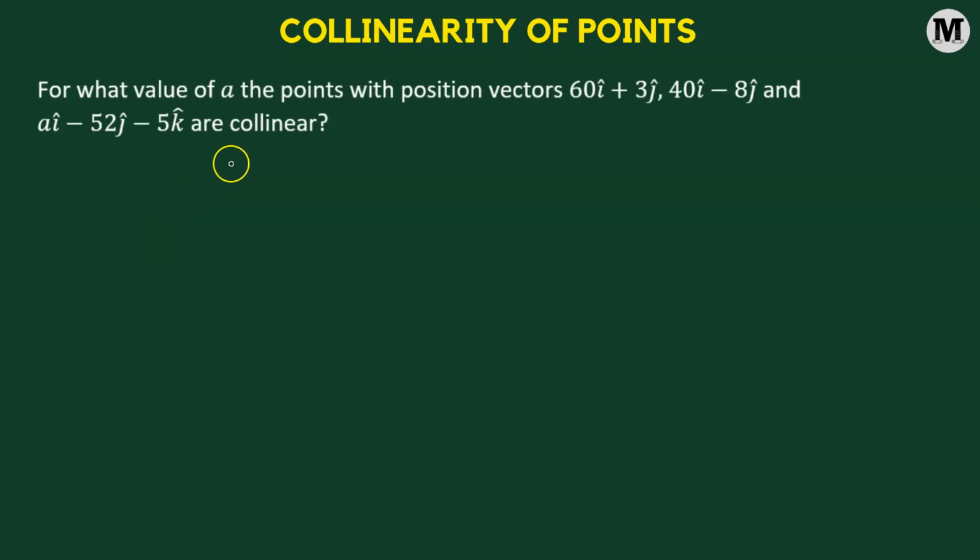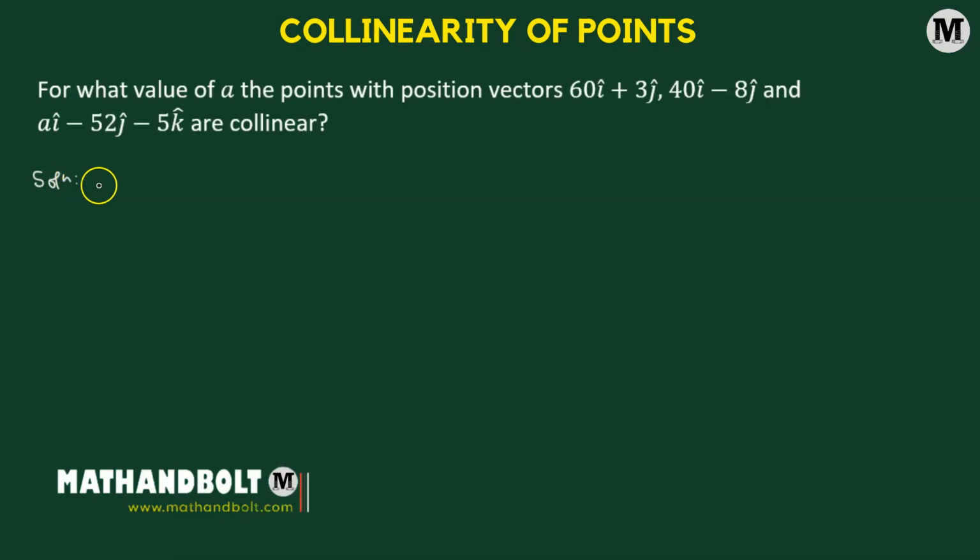For what value of a are the points with position vectors 6i cap plus 3j cap, 40i cap minus 8j cap, and ai cap minus 52j cap minus 5k cap collinear? Okay, so let's try to understand the problem first.